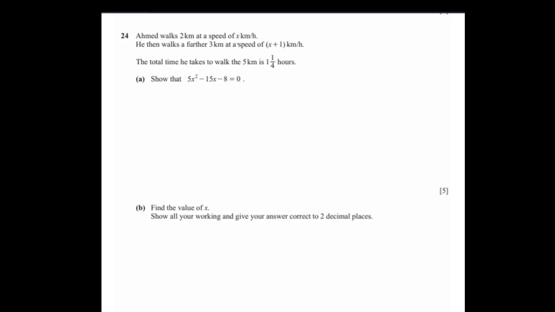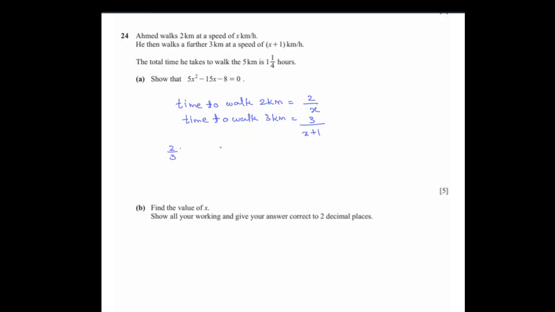Now we need to make an equation using these two statements, and then you will come to this conclusion. Here the distance and speed are given, so we need to take the time taken to walk these 2 kilometers. The time to walk 2 kilometers will be distance by speed, that is 2 by x, and the time to walk 3 kilometers with the given speed will be 3 by x plus 1. The total time is given.